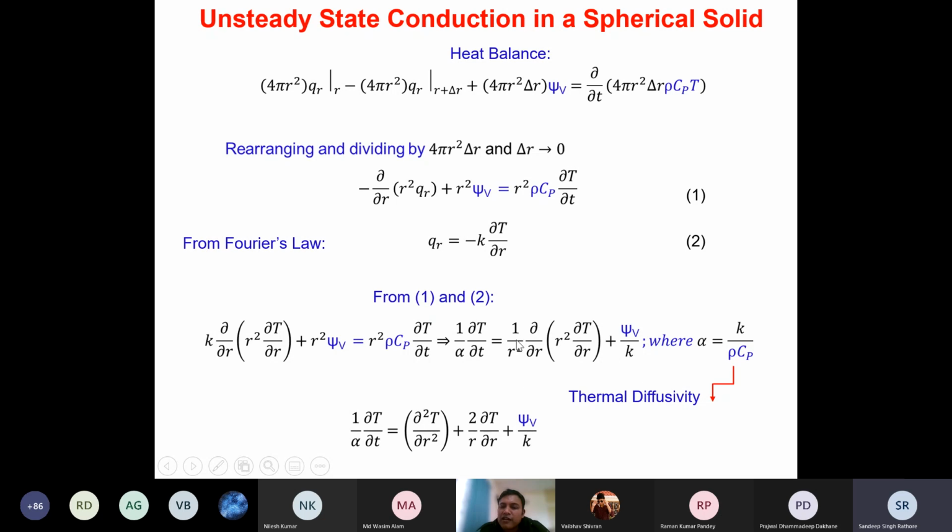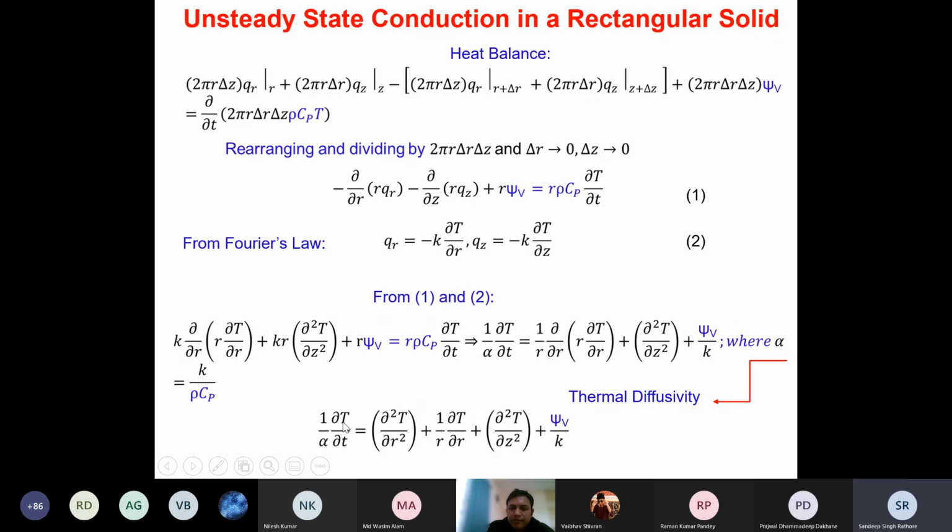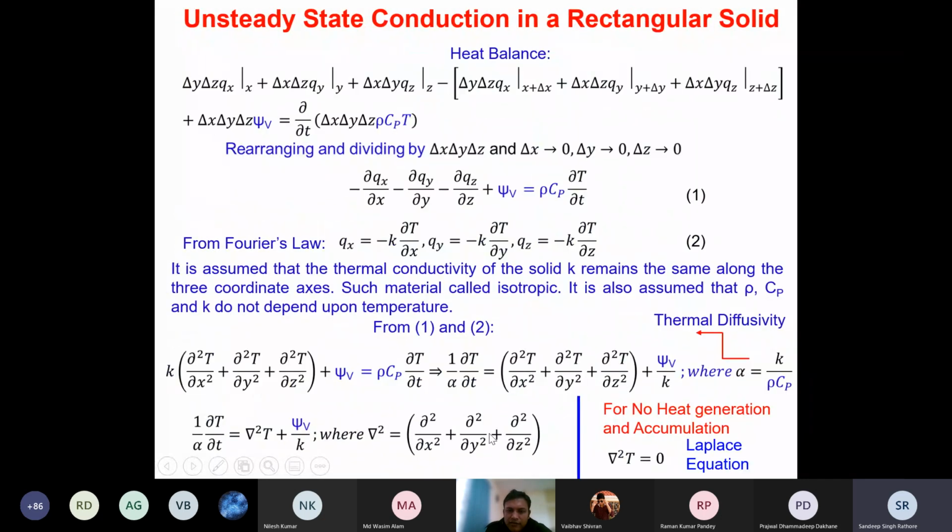We can further differentiate the first term on the right hand side, and by doing that what we get is 1 by alpha dou T by dou T equals dou square T by dou r square plus 2 by r dou T by dou r plus psi v by K. So these are the three equations. This is the generalized equation for the spherical geometry, this is the generalized equation for the cylindrical geometry, and this one is the generalized equation for the rectangular geometry. These three generalized equations you can directly use in solving heat transfer problems, and then you can simplify them for your case and get the solution.